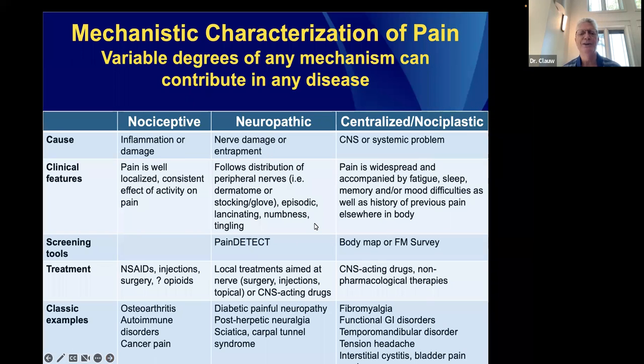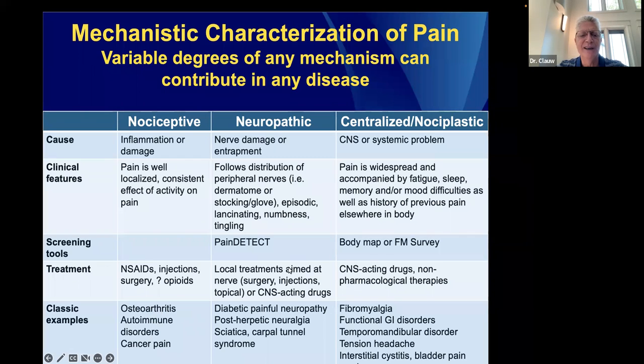And so this slide shows the three mechanisms of pain, with the one on the right being newly recognized nociplastic pain. We've known forever that people can have nociceptive pain. That's pain due to inflammation or damage. If you bang your thumb with a hammer or you have a surgical procedure, there's nociceptive input, there's damage or inflammation. And that type of pain is called nociceptive pain. NSAIDs, injections, surgery work well for that kind of pain. And classic examples of that kind of pain would be osteoarthritis, something like rheumatoid arthritis or lupus, an autoimmune disorder, cancer pain. But there's something wrong out in the periphery that's causing that individual's pain.